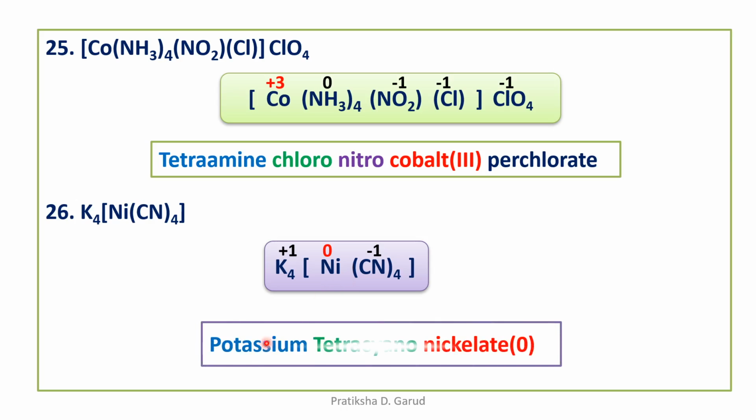Hence the name, first of all the name of the cation, that is potassium, full name of the ligand, that is tetracyano, then the metal with the ending ATE, that is nickelate, and the oxidation state 0. So it is potassium tetracyano nickelate 0.